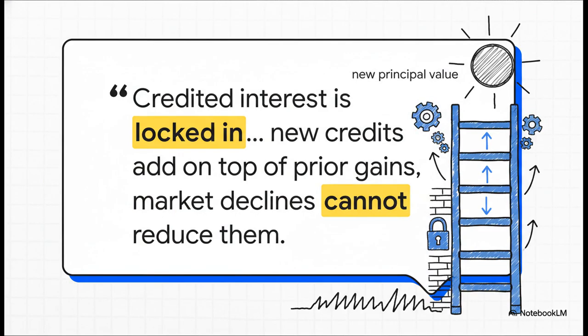Now, this is the really powerful part. What happens after your interest is credited? This is what people call the ratchet effect. Each year, once your interest is calculated, it gets locked in. It becomes a permanent part of your new principal value, and it can never, ever be lost because of a future market downturn. It's kind of like climbing a ladder. Every step up is secure, and you can't get pushed back down.